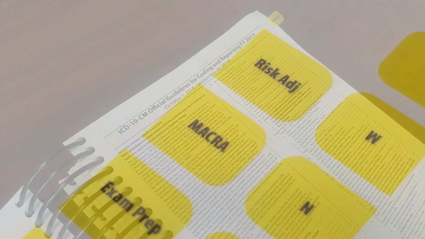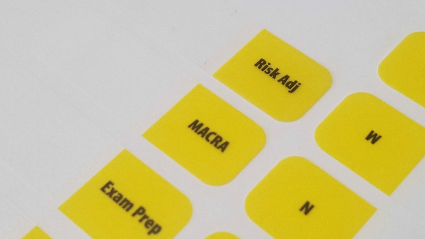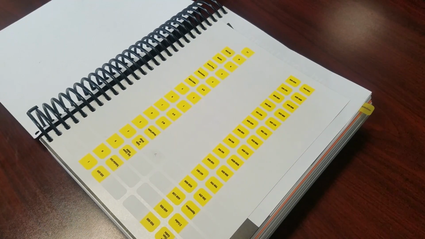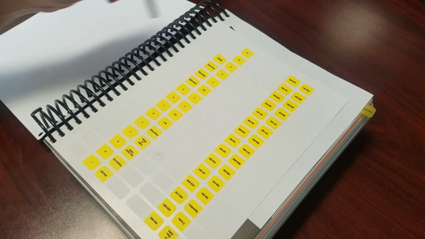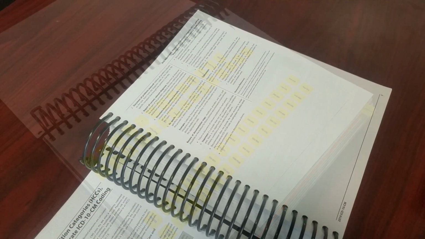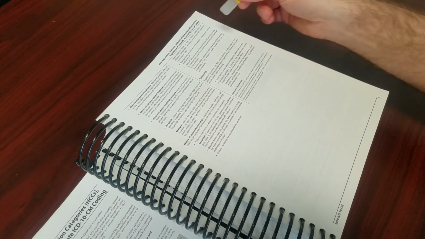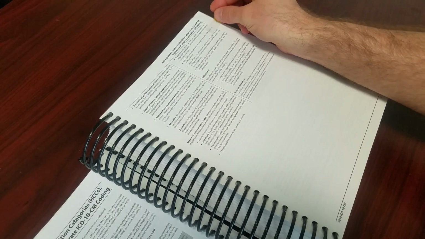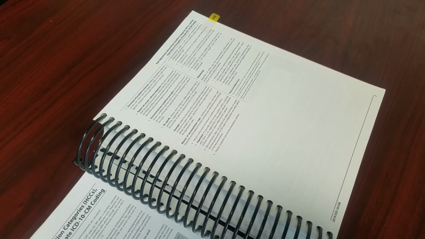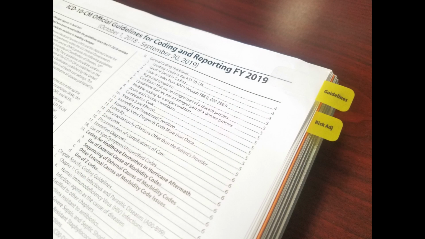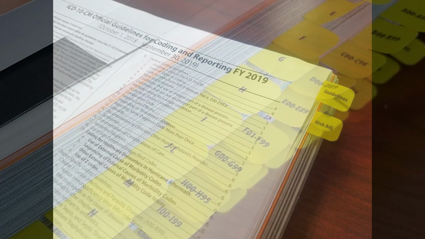Then, let's grab the Risk Adjustment tab and find the chapter on risk adjustment, and put it below the first one on the right-hand page. It doesn't matter that the chapter starts on the left-hand page. This will still help you find it more easily. Continue through the book in the same fashion. You should have 3 rows when you're finished.